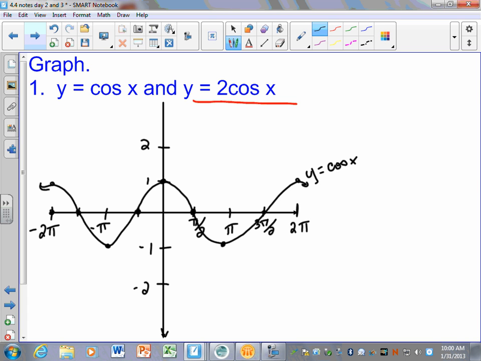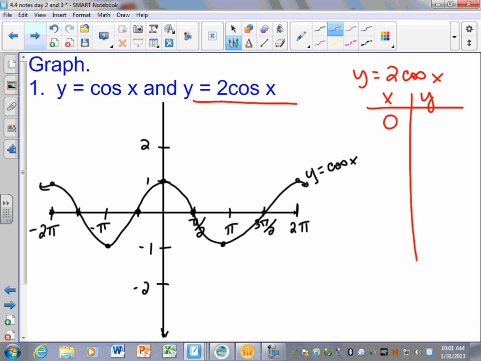We can make an XY chart for this one. Can I still pick my same points? 0, pi halves, pi, 3 pi halves, 2 pi. Are those still going to give me really good points? Yeah, because if nothing's changed here with the x, pick those points every time.